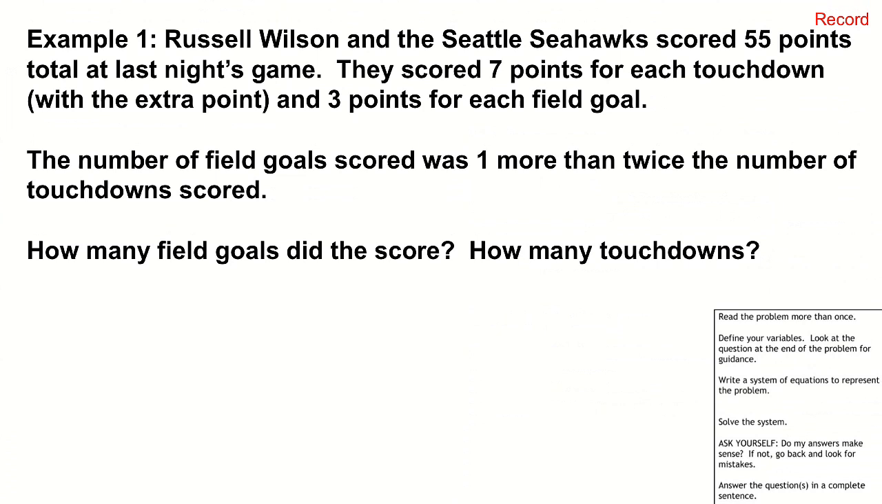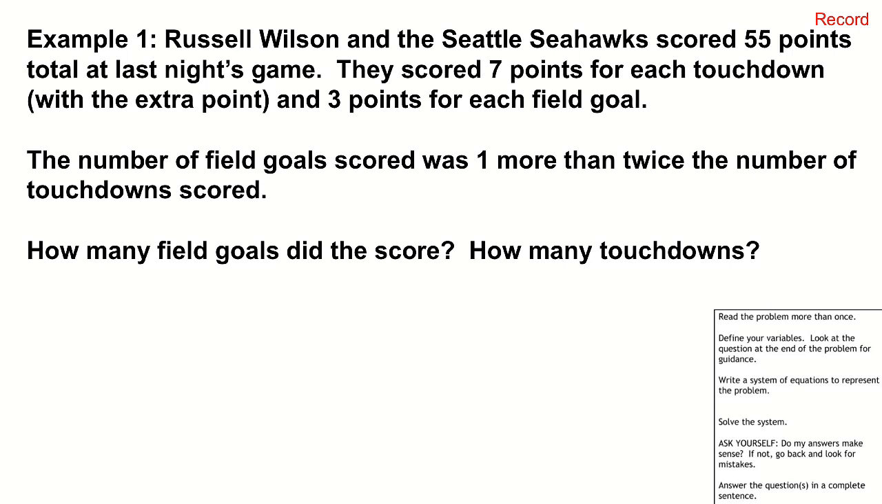Russell Wilson and the Seattle Seahawks scored 55 points total at last night's game. They scored 7 points for each touchdown with the extra point, and 3 points for each field goal. Yep, that's how scoring in football works. The number of field goals scored was one more than twice the number of touchdowns scored. How many field goals did they score? How many touchdowns? All right, so we're going to read it again.